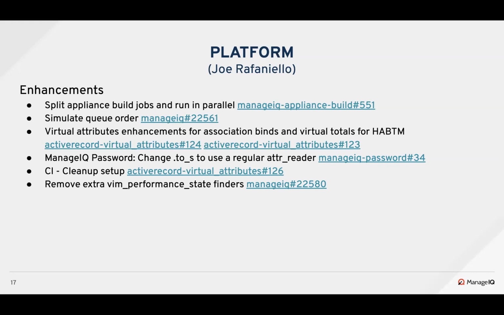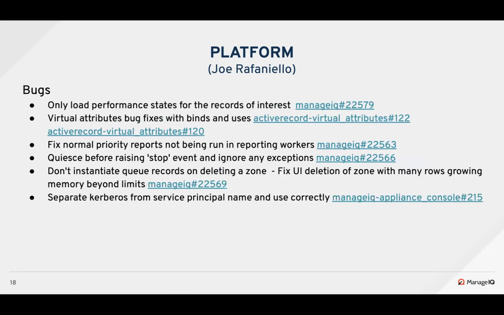In ManageIQ password, Jason directly exposed key as an attribute reader and alias to_s to it, as it was not obvious that this was in the public API previously. Jason also made some enhancements in the CI setup for virtual attributes. And finally, Keenan refactored the Vim performance state finders based upon the convention they all followed. Next slide.